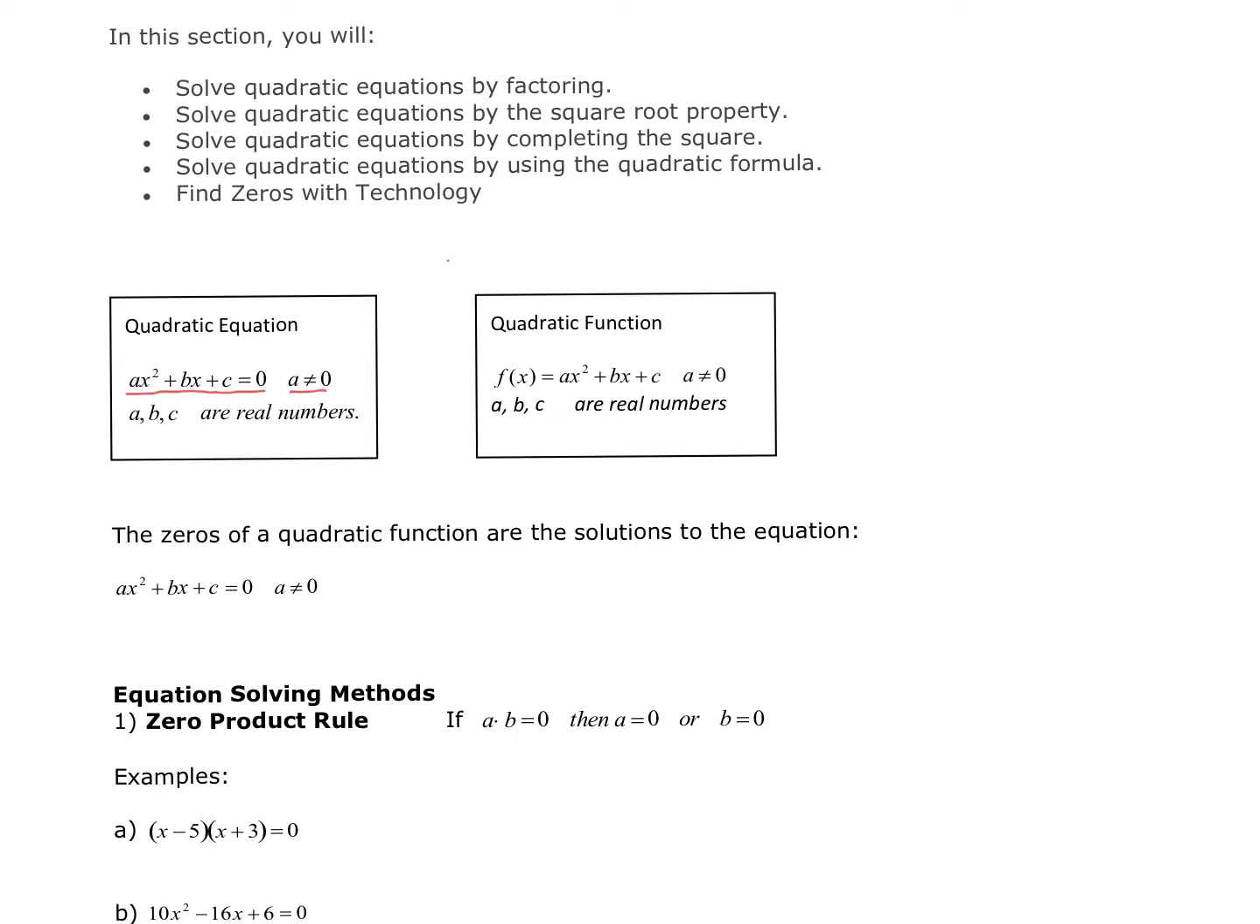For a quadratic function, we give this function a name, f of x equals ax squared plus bx plus c. But very often, when we want to find the zeros of a function, what we do is we set the function equal to 0. So we would actually turn this quadratic function into a quadratic equation. And what we're saying there is what are the x values that make the function value equal to 0.